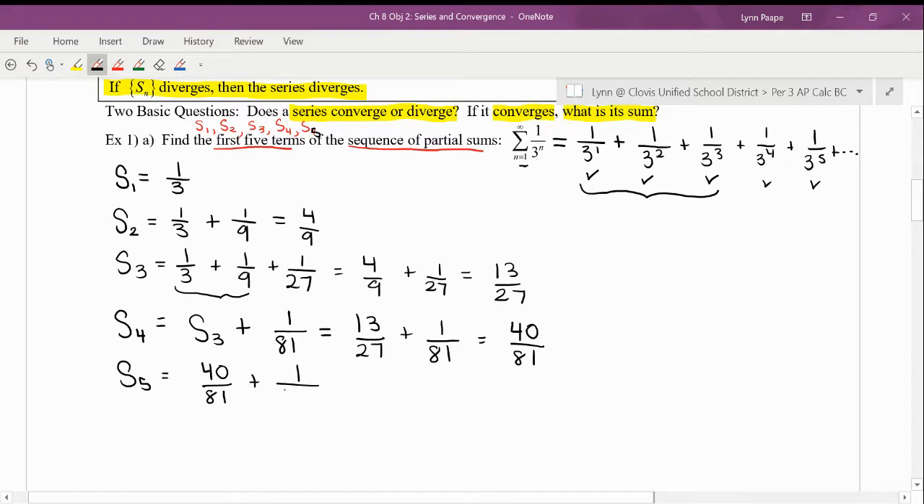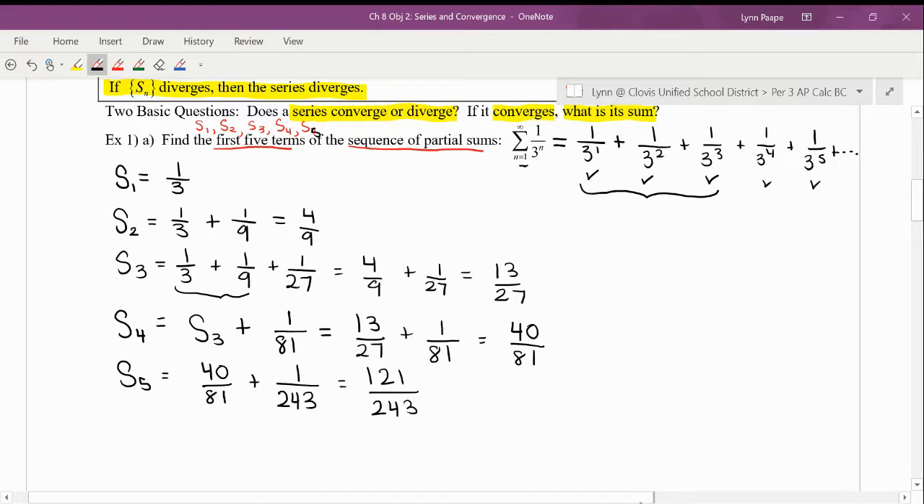Hold on, I'm doing 81 times 3 in my head. So 243. Yeah, there we go. So then that would be 120 plus 1, so 121 over 243. And there we go. So there are my first 5 terms of the sequence of partial sums. Okay, so that's what they were asking us.